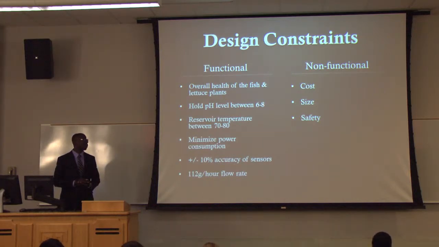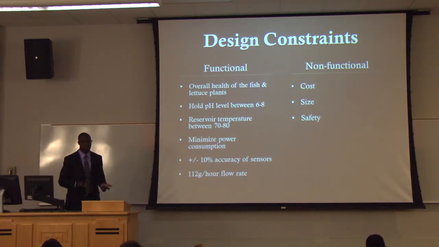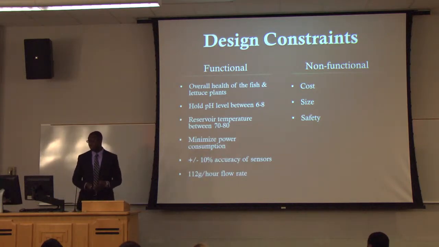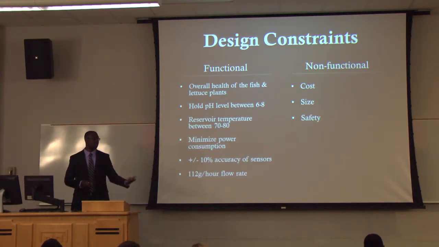Also, with our non-functional design constraints, we have costs, as I said before. We'd like to keep costs low. For the size of our system, we'll be using this ebb and flow system right here, a 2x2 foot grow bed, as well as a 20-gallon stock tank below it. We estimated 4 feet in height to keep it small for home use and so forth. And also safety. With an electrical system like this, we of course want to provide safety. It's a homegrown system, so we want to keep it safe.